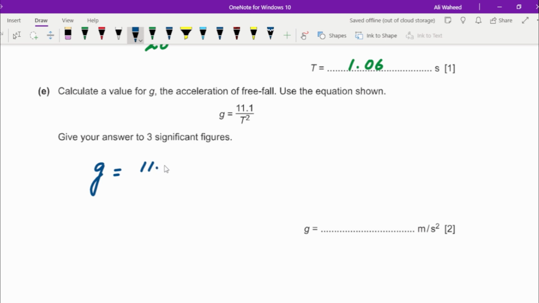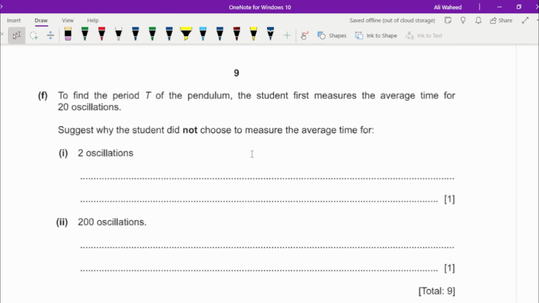So we write it as 11.1 divided by capital T. We have the value of capital T as 1.06. So I'm going to write it over here, 1.06, and the square of it, 9.87. So we have written the answer to three significant figures. Okay, so there are two decimal places, but there are three significant figures. Anyway, moving on to the next part.